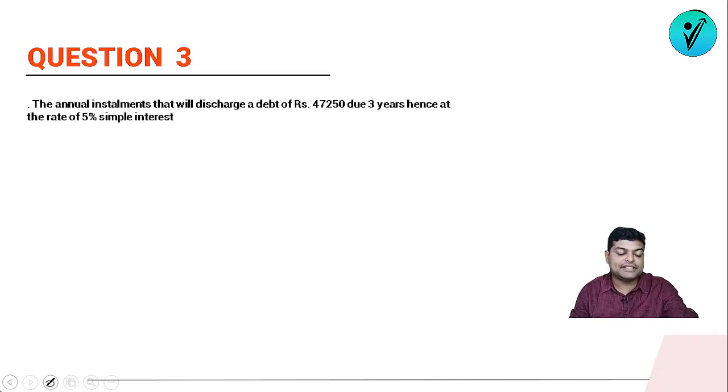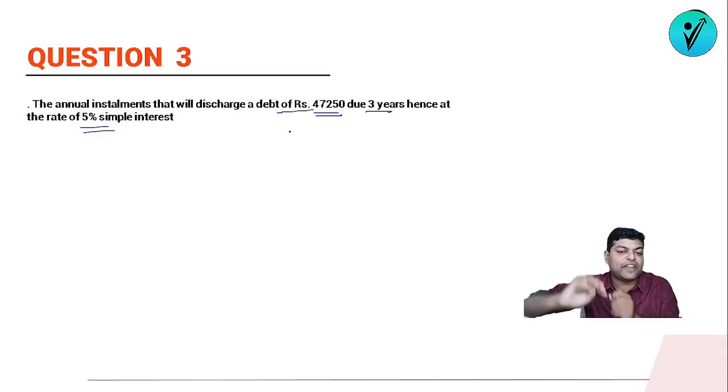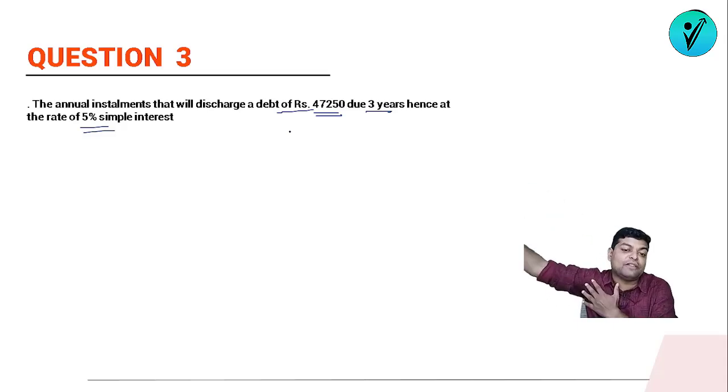So for example, this is the third question, and in this, the annual installment that will discharge a debt of rupees 47250 due 3 years hence at the rate of 5% simple interest. Now what do you mean by due 3 years hence? Due 3 years hence का मतलब ये है कि ये जो 47250 रुपीज है, ये आज का value नहीं है. 47250 rupees you have to pay at the end of the third year.